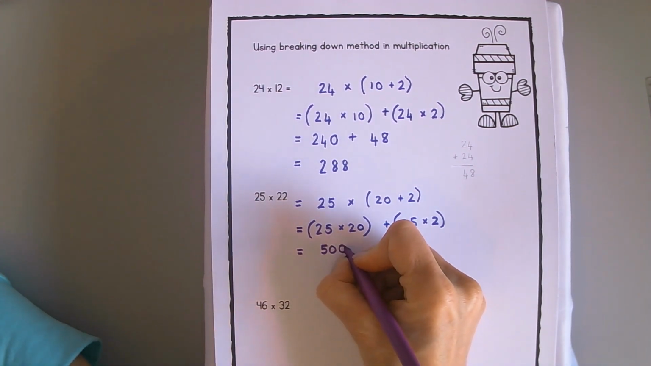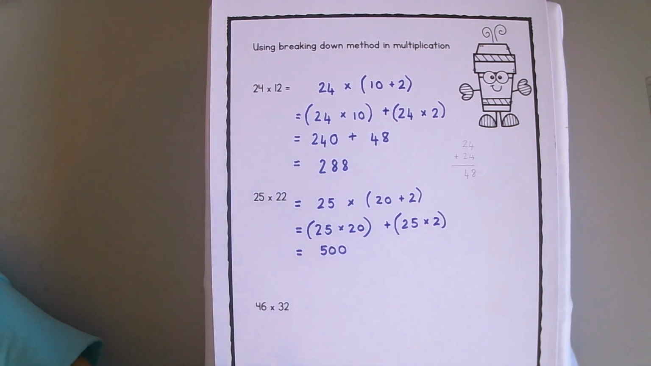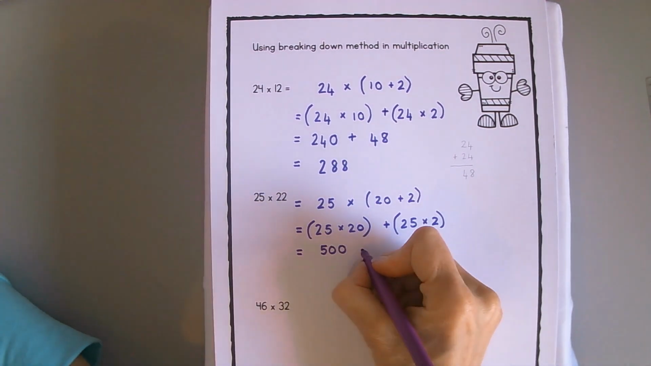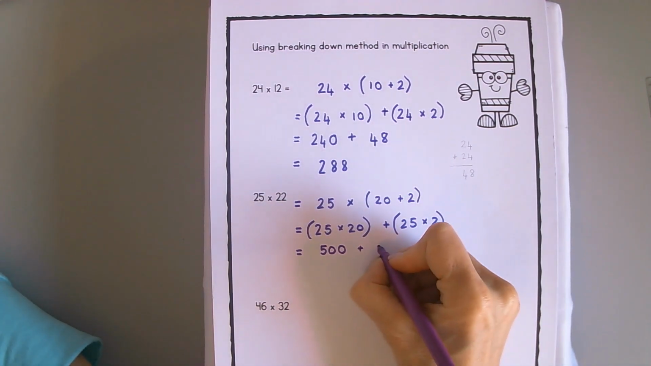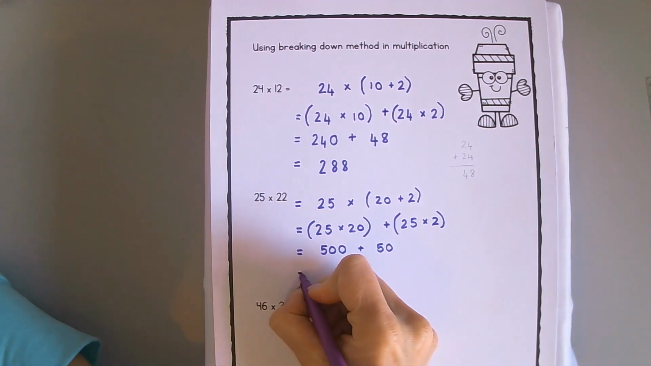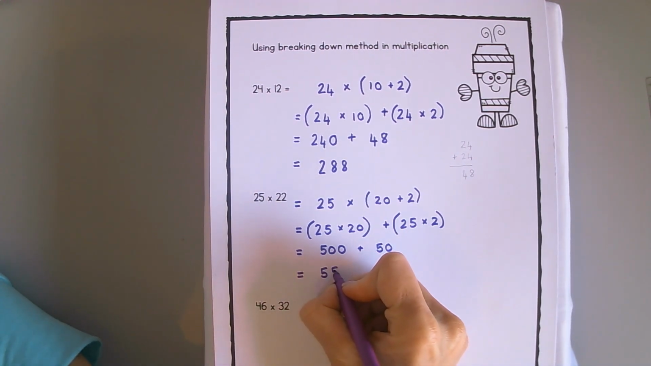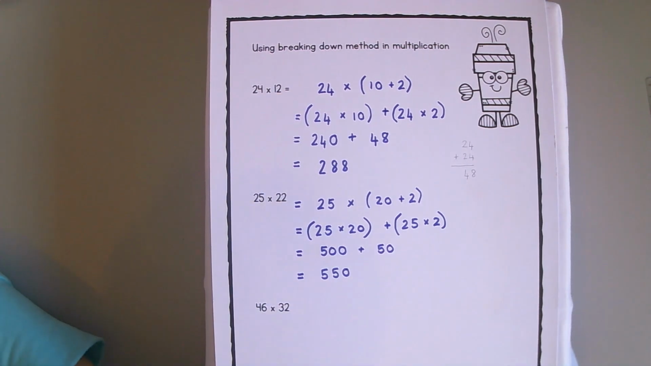Add a 0 because you've got your 10s there and you've got 500. And now we're going to add 25 times 2. We've already said it's 50. I can add those two very easily and I've got 550.